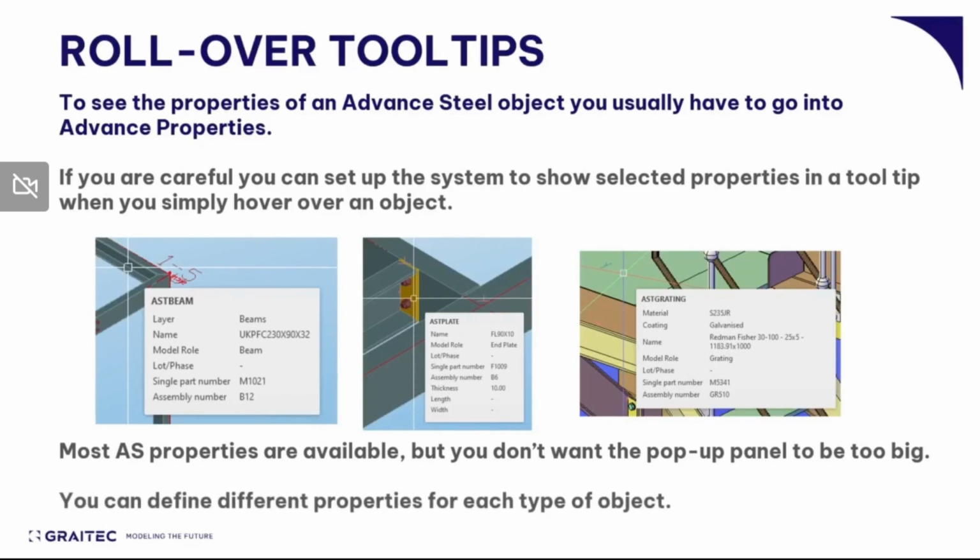So obviously with a bolt it might be things like diameter and coating or material, whereas with a plate it's going to be length and width and the part numbers. Bolts don't really have part numbers. Gratings, you want grating class. So different properties for different types of object. That's rollover tooltips, but they can also apply the same to quick properties.